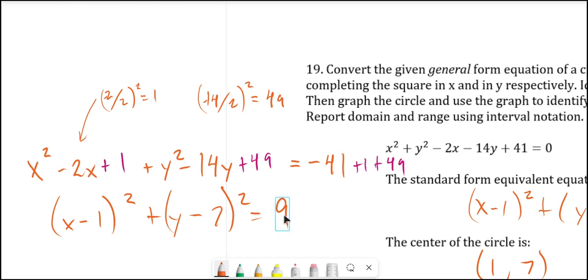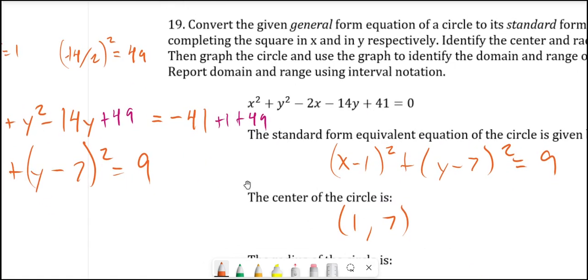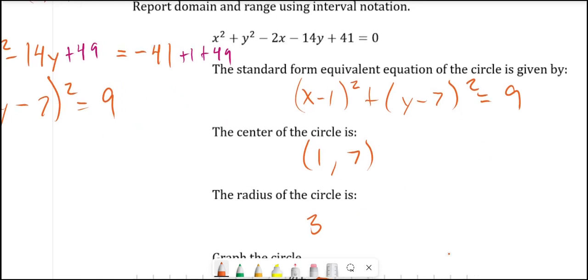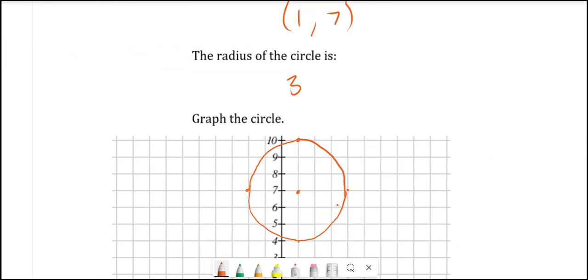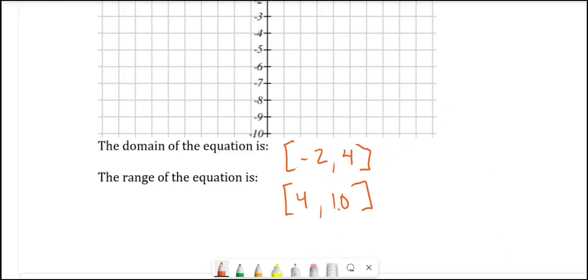Now, this gives me a 9 on this side and allows me to complete the square here as x minus 1, that's 1/2 of minus 2, and y minus 7, which is 1/2 of 14. So now we know the circle's center is at 1, 7, and its radius is going to be 3. This is what makes it easy to plot this function and find its domain and range.